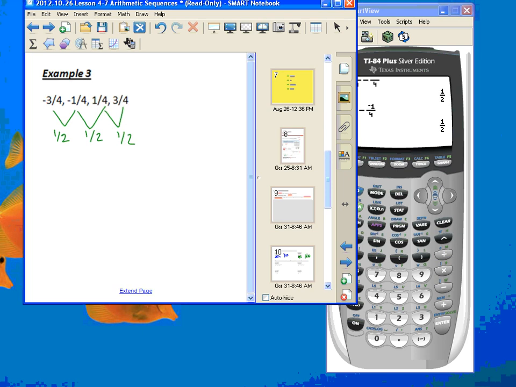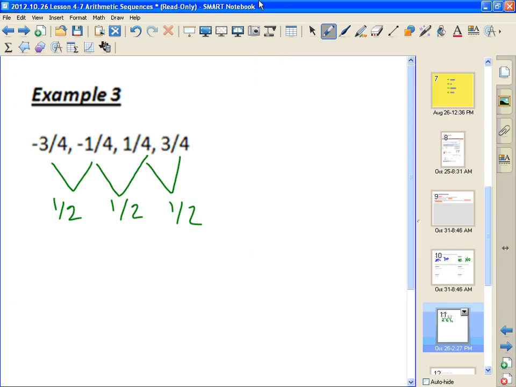Because this is an arithmetic sequence, we have to find the next 3 terms. So on your paper, I want you to do like this. Make a spot for 3 more terms. 1/2 and a/2 are the same thing. 1 and a/2 is different than 1/2.